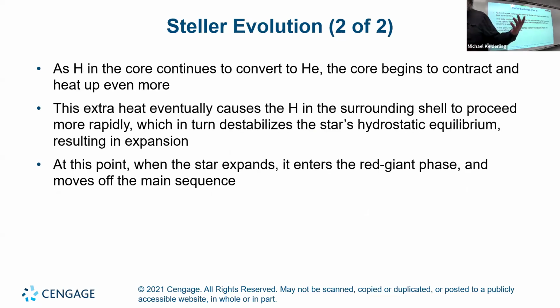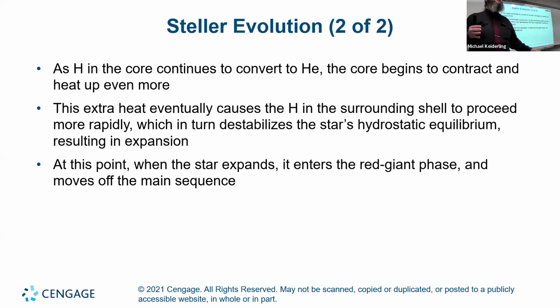So as the hydrogen in the core converts to helium, the core starts to contract and heat up even more. And when you get to a point where you basically run out of hydrogen in the core, then the extra heat from this contracting core causes the hydrogen in the surrounding shell to heat up, which causes it to start to fuse, which in turn destabilizes the star's hydrostatic equilibrium, resulting in the star expanding to form a red giant.